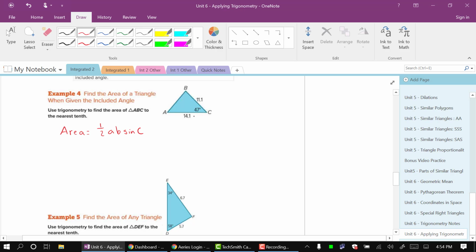So it doesn't matter which one's A or B. I'll just say that this is B. I'll say that this is A, and then sine C is 47. So this is going to give me 1/2 times 11.1 times 14.1 times sine 47. And when you put all that in your calculator, you get out about 57.2.